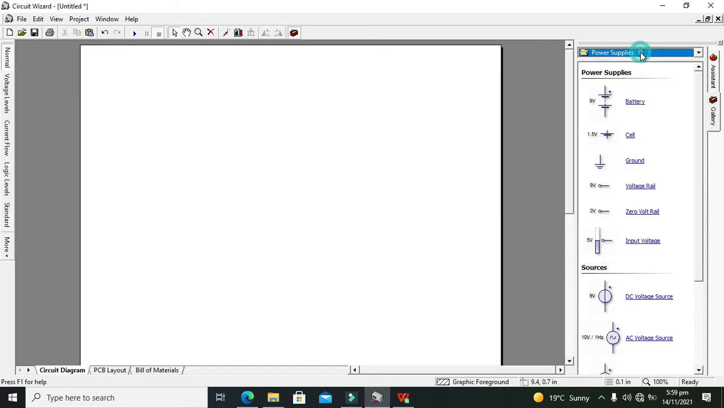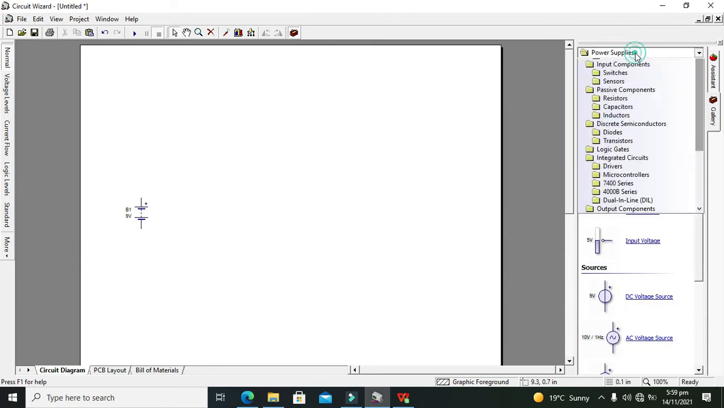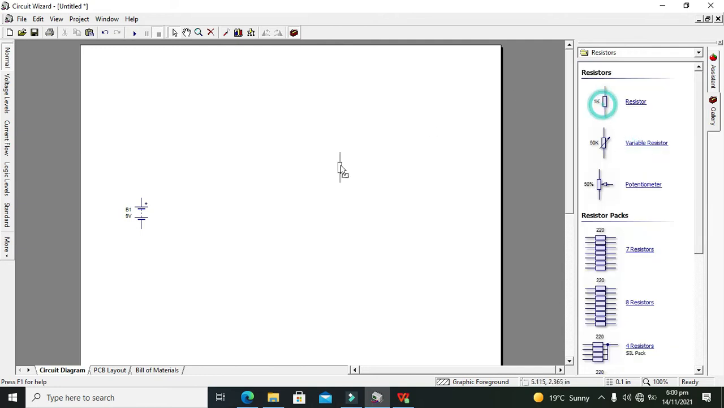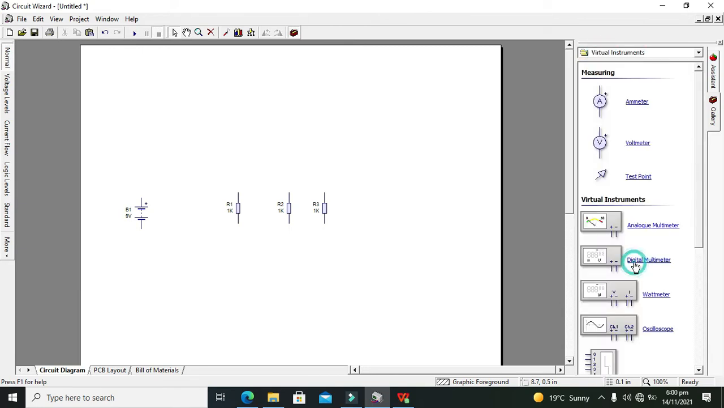First we will go for our power supply, that is the battery. On the right-hand side you can see this gallery option, and you can go and take the power supply. After this we need to take some resistors. So we can take 3 resistors. After we have taken the 3 resistors, we need to take a voltmeter as well.